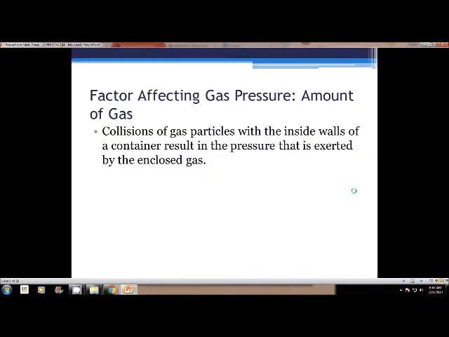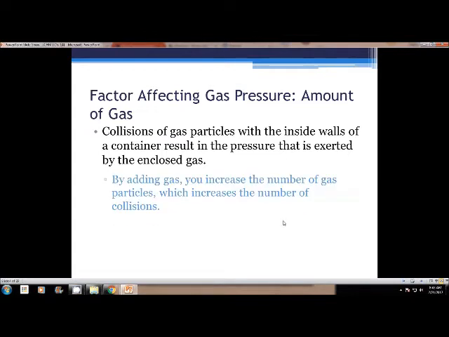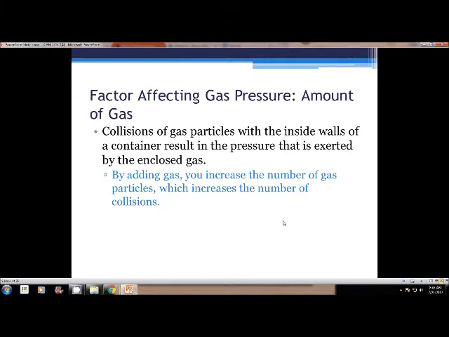Okay? So we're going to talk about the different effects that things have on gas pressure. The first is the amount of gas in the substance. So collisions with the walls and with themselves are what make up gas pressure. That's how we measure gas pressure, by the number of collisions. So by adding gas, you increase the number of gas particles, which would then increase the number of collisions, because there's a higher probability that they're going to run into something when they're moving around. Okay? Did everybody write down their blanks?